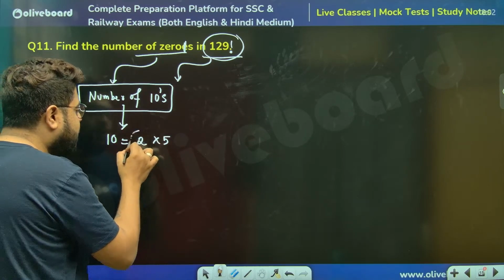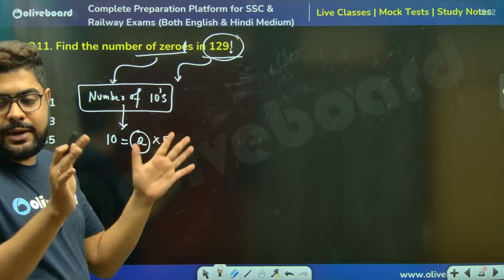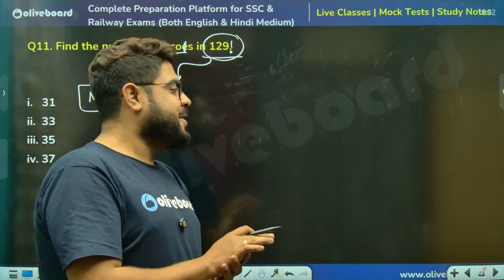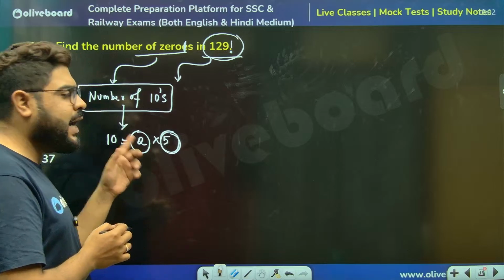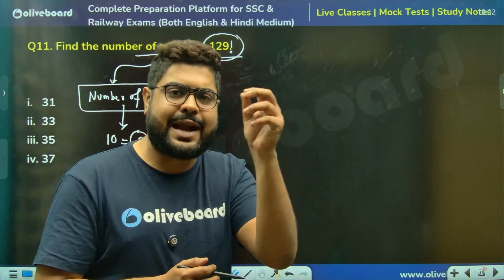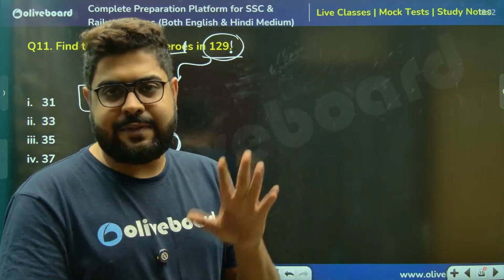Always remember 2 is something that is like iron, abundant. Gold is this 5, sir. 5 is this gold. Why is 2 abundant? Because every even number at least has a 2 in it as a factor.